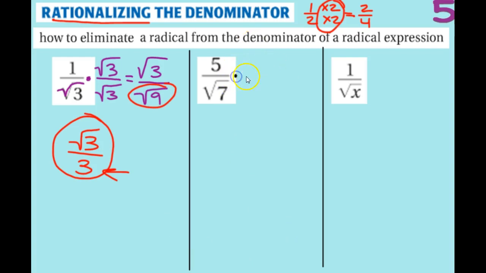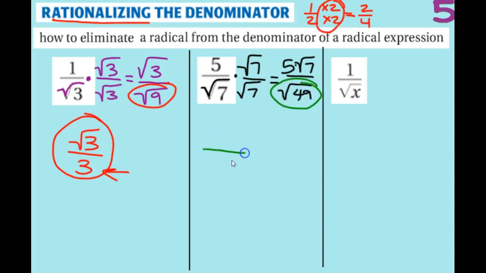We're going to do the same thing here. To get rid of the denominator with the square root, we're going to multiply by 1. This time I'm going to multiply by square root of 7 over square root of 7, because I know square root of 7 times square root of 7 is going to eliminate that, because that's a square root of now 49. On the top I have 5 square root of 7. They're just multiplied next to each other. Hopefully you know the square root of 49 is really just 7. So we have 5 square root of 7 over 7.